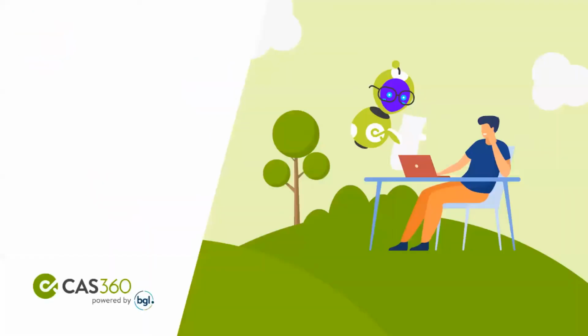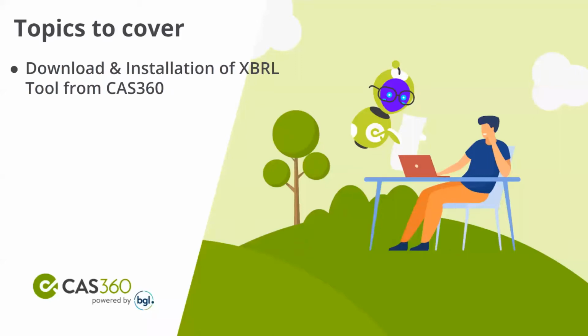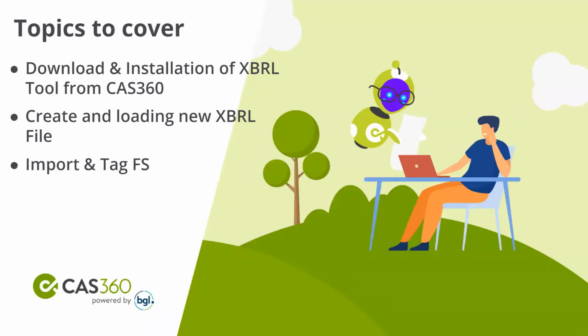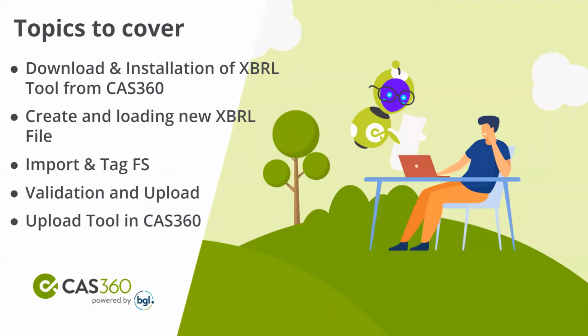Okay, let's get started. The topics I'll be covering today are how to download and install the Xbrl tool from CAS 360, where to locate it in CAS 360, and how to download and access it from then on. Secondly, how to create and load a new Xbrl file, how to import a financial statement into Experiel using the tagging function, and how to upload and validate the file, as well as using the upload tool.